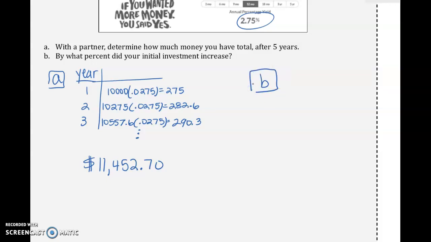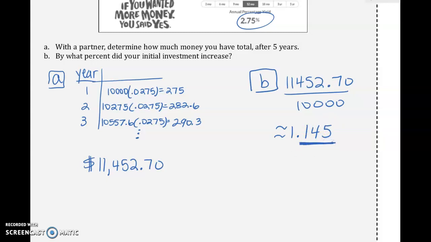Okay, let's look at part B. Part B says, by what percent did your initial investment increase? Well, if I grew to $11,452.70, I could divide that by 10,000, and that would give me approximately 1.145, which means this is my rate of increase. So I could say about 14.5% increase.